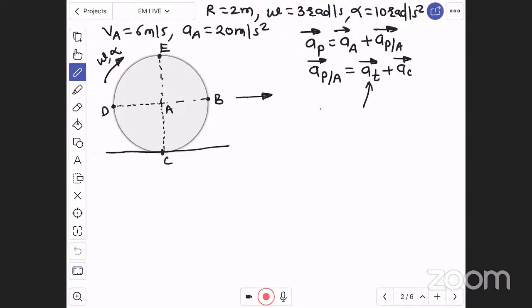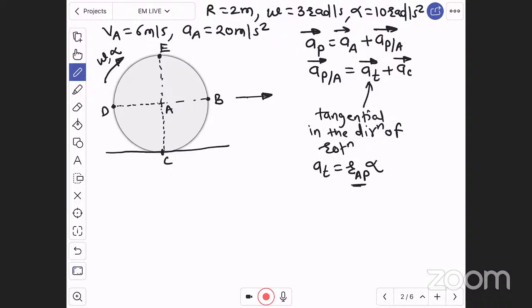This AT is called tangential acceleration, and it will be tangential, in the direction of rotation, right? This AT is given as the distance of point P from the center point into alpha, that is R alpha. This is how we can calculate the tangential acceleration, in the direction of the tangent.